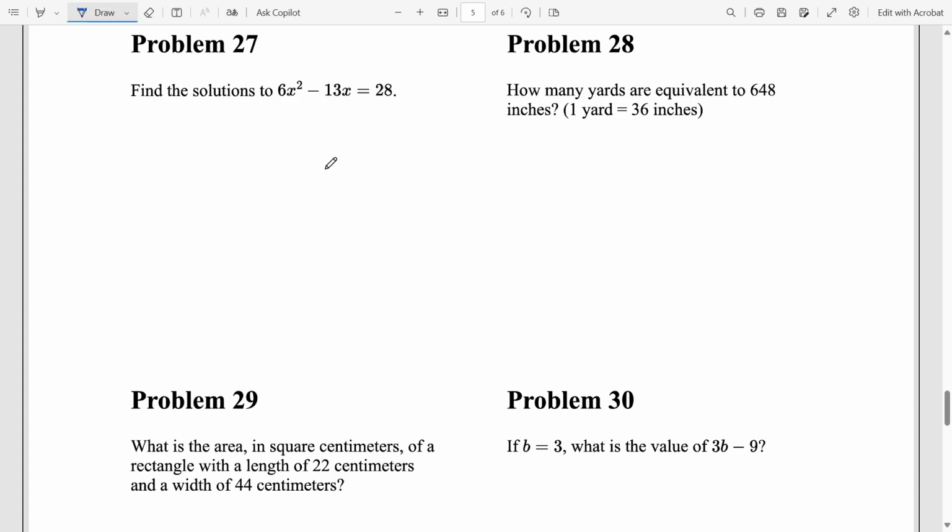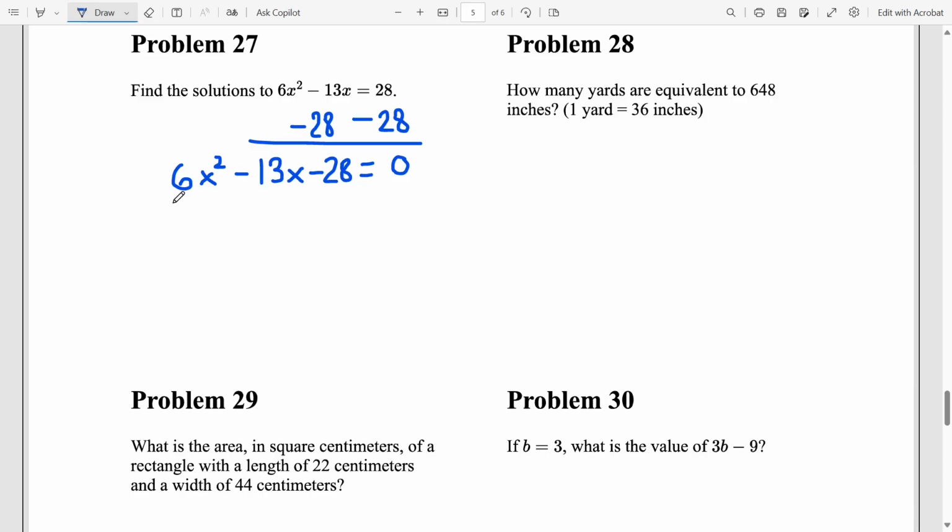Okay, so problem 27, we're going to find the solutions to 6x squared minus 13x equals 28. So we're going to have to, one, subtract 28 from both sides to get one side of the equation equal to 0. So on the right-hand side of the equation, we get 0. On the left-hand side, we get 6x squared minus 13x minus 28, and that equals 0. So on the left-hand side, we're going to factor, and a is greater than 1.